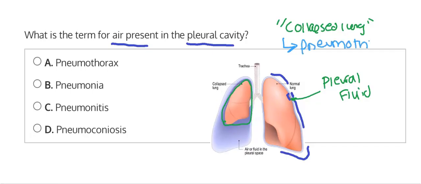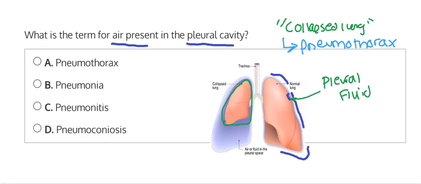So pneumothorax. And your pneumothorax could be different types. You could have a tension pneumothorax, a spontaneous pneumothorax, meaning that it just happens on its own. Some people are prone to them, or it could be from trauma. There's also something known as a hemopneumothorax, which means that there's blood in the space.